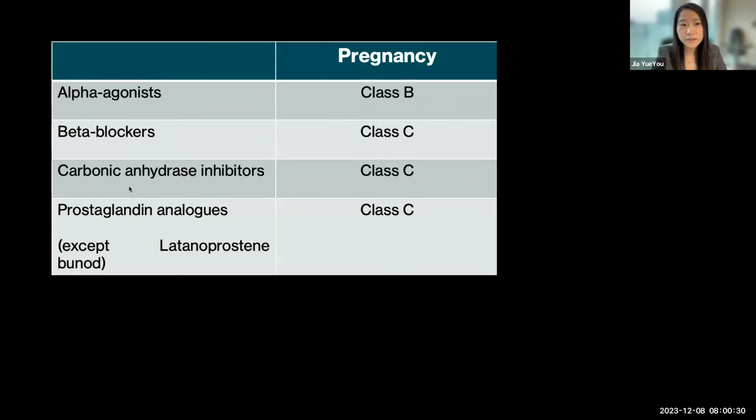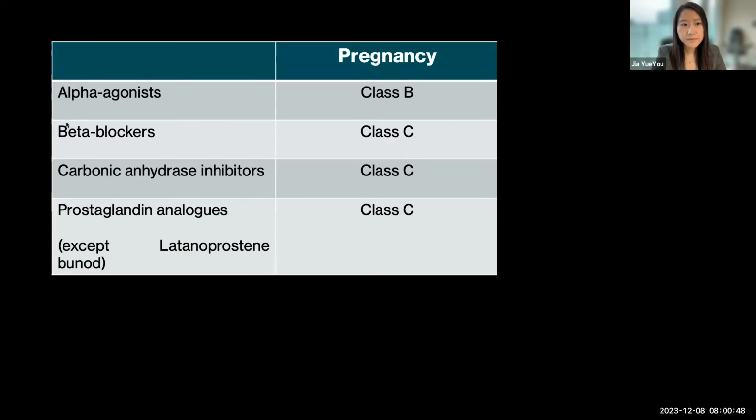In the third trimester, we have to stop the alpha agonist, especially closer to the due date, because of the CNS depression risk in newborns. We all know we cannot give brimonidine in kids who are less than 3 years old because of the life-threatening side effects.